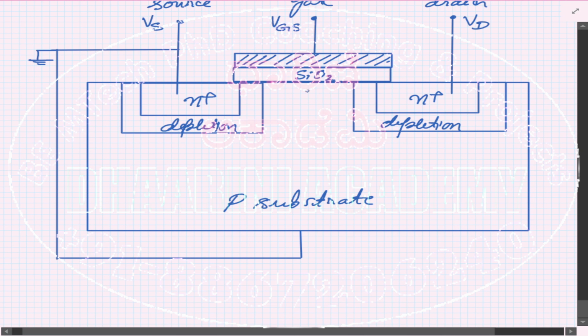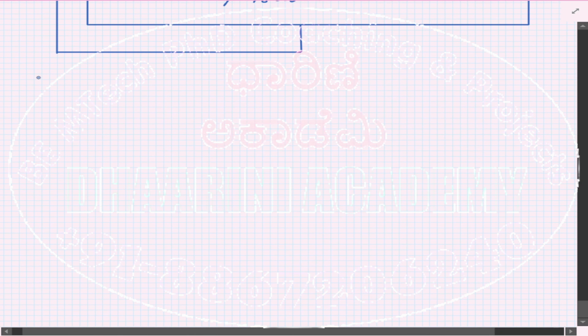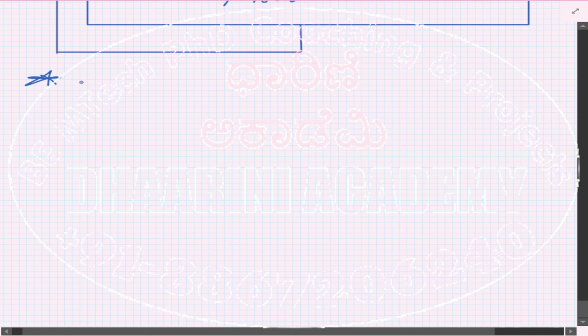Gate should not be connected to the channel region, right. Now you see, when this gate voltage is zero, there is no channel. We already know how this conducts, so we don't write in detail now. Simply we'll go with the concept. So when VGS equals 0, this means no channel, right. Why? Yes, we know there is positive charge, no electrons.